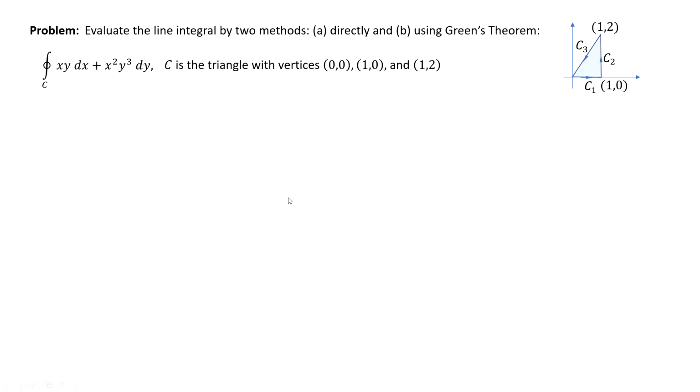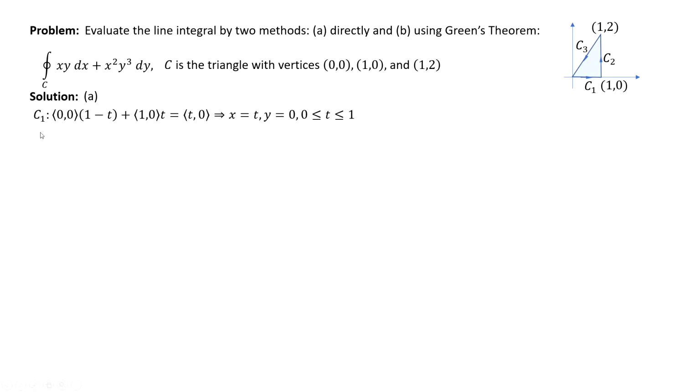Okay? All right. Where are we? So we need to evaluate this by A, directly, and then by using Green's theorem. Okay. What's the direct method? Oh, well, it's a contour integral. So we need to split this into C1, C2, C3. So let's figure out what the curve C1 is in a parametric form, and similarly C2 and C3 first.